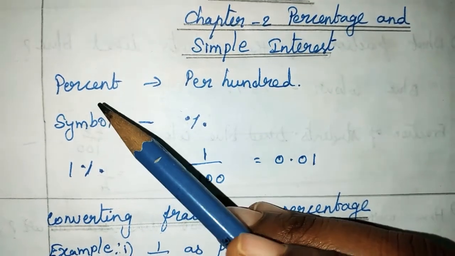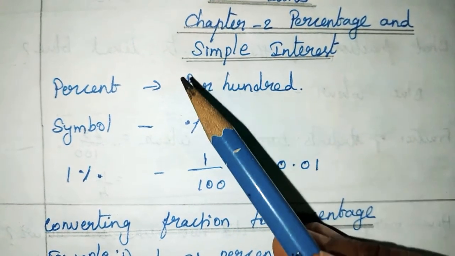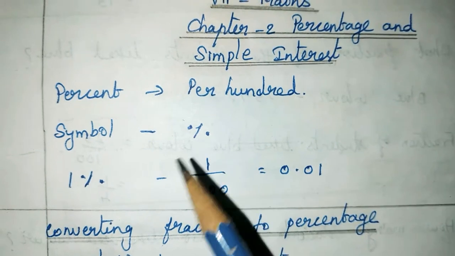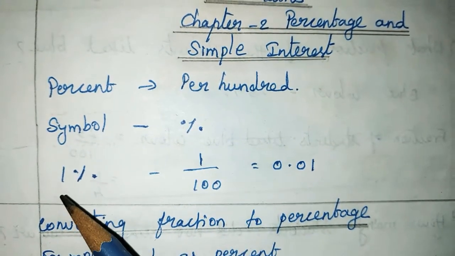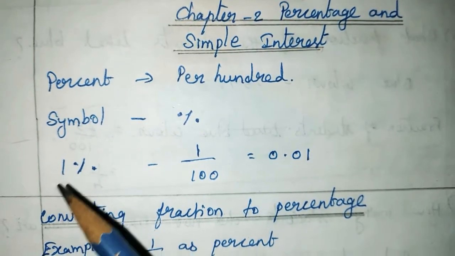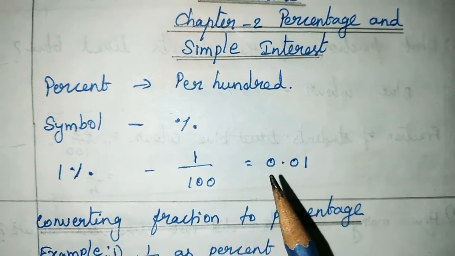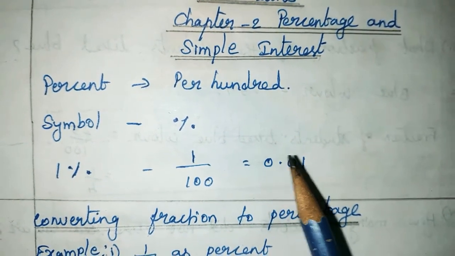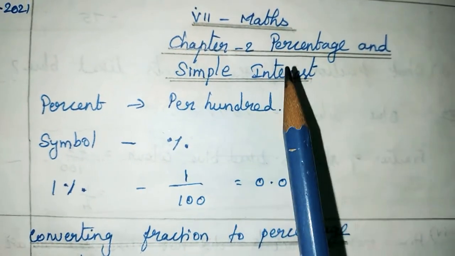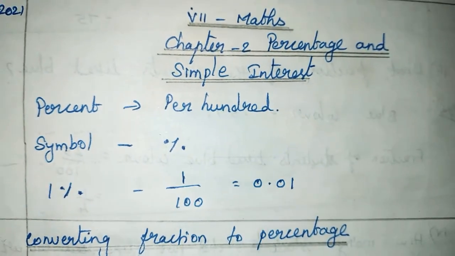The word percent is derived from the Latin word percentum, that is, per hundred. This is the symbol used for percentage. 1% can be read as 1 by 100, and that can be written as 1 by 100, or in decimal we can write it as 0.01. Suppose it is 2%, then you can write it as 2 by 100. 50% you can write as 50 by 100.